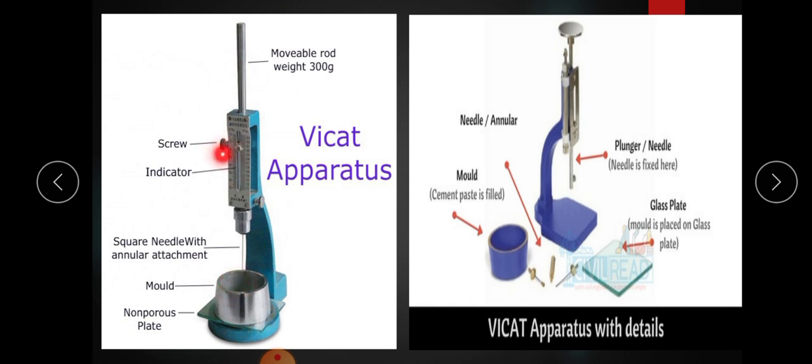This is the screw, and these are the indicators. These are the readings, measurements. So this is the indicator. This is about the Vicat apparatus. By using this apparatus, we are going to find the initial setting time of cement. We'll see how to prepare the mold and how to do the experiment.